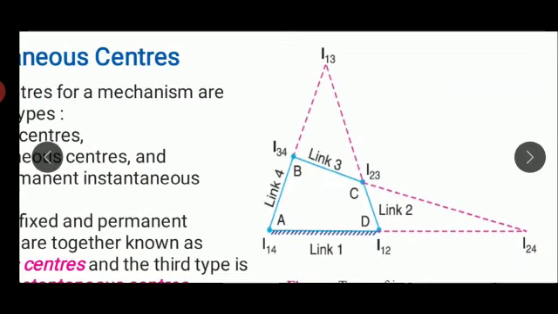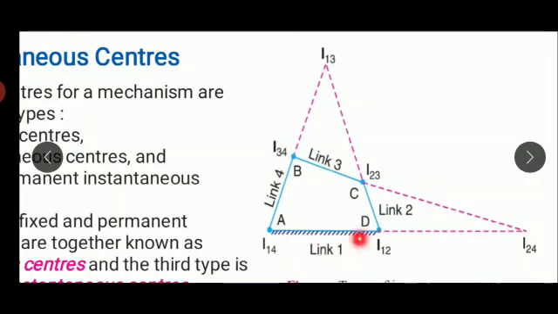We have a 4-bar mechanism here, having link 1, link 2, link 3 and link 4. Link 1 is fixed, link 2 is the crank which is going to rotate, link 3 is the connector, and link 4 is the output. Since link 1 is fixed, the instantaneous centers which lie on this link are called fixed instantaneous centers.